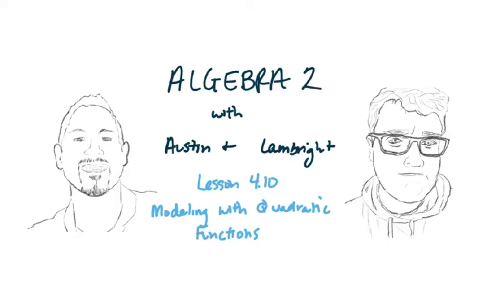All right, Mr. Austin here, and today we're going to be talking about modeling with quadratic functions. First of all, when we're modeling these, we know we've got three different forms that we've talked about. We've got vertex form, we've got intercept form, and we've got standard form. We're going to start today talking about vertex form. So let's get started.